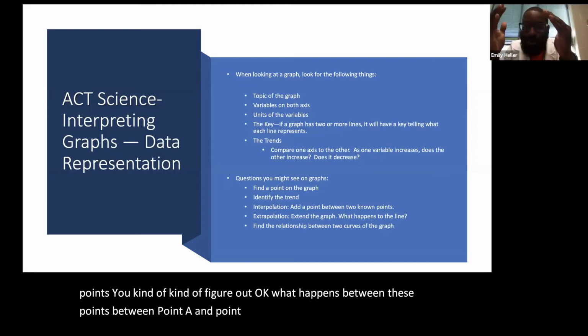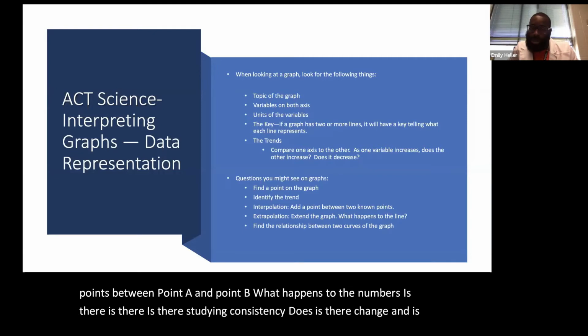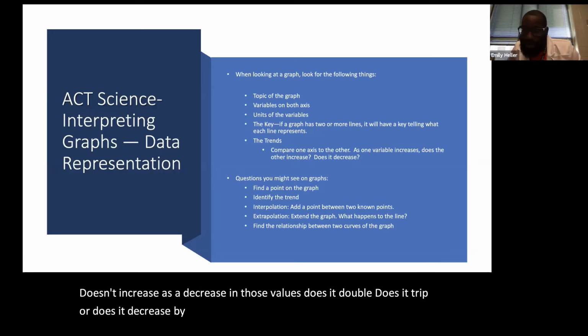What happens to the numbers? Is there a steady consistency? Is there a change? Does it increase? Does it decrease in those values? Does it double? Does it triple? Does it decrease by half? So you want to look at those factors in that sense too. All right.